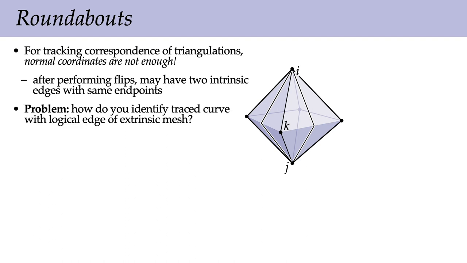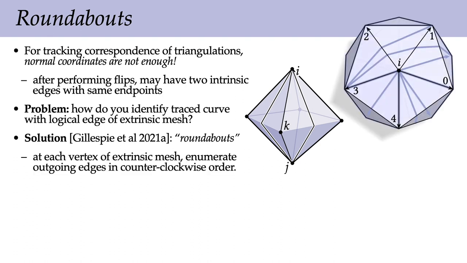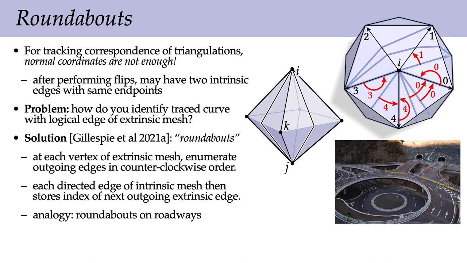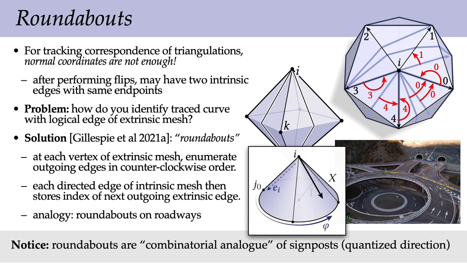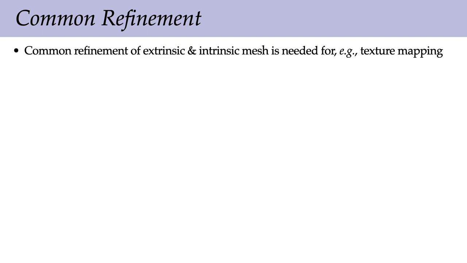So a nice solution to this problem is to store some additional data called roundabouts. The idea is to basically enumerate the outgoing edges at a vertex in counterclockwise order. And then each directed edge of the intrinsic triangulation stores the index of the next outgoing extrinsic edge. These are called roundabouts because they kind of tell you where you need to exit on the roadway. And if you stare at this for a minute, you realize that these are actually just combinatorial analogs of the signposts that we had before, right? They're giving a direction, but now that direction has been quantized to be just one of these integer directions. Pretty cool.